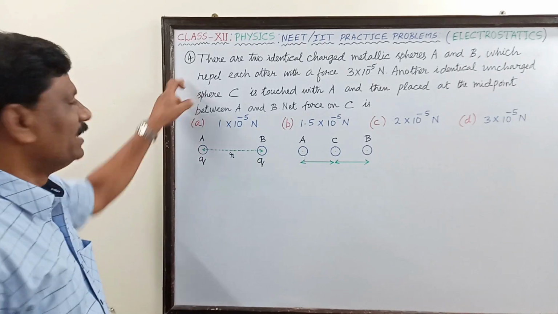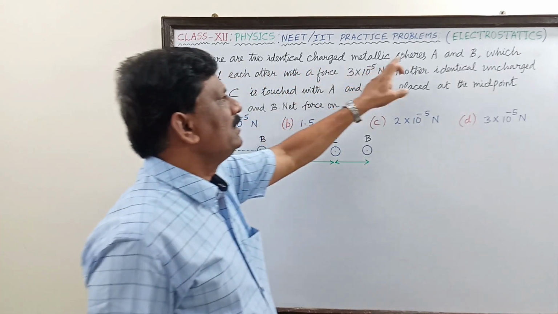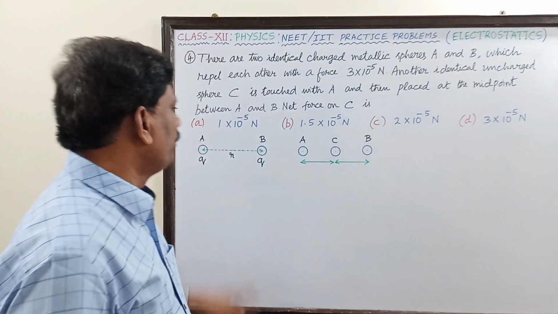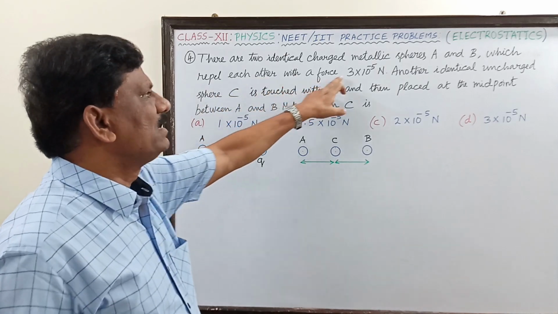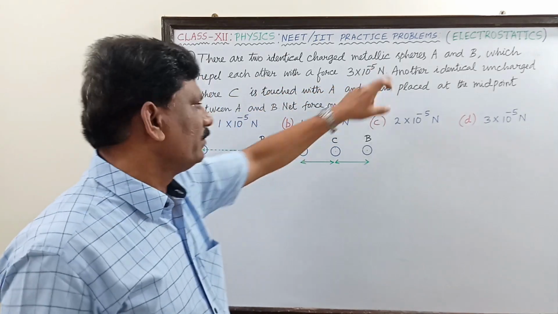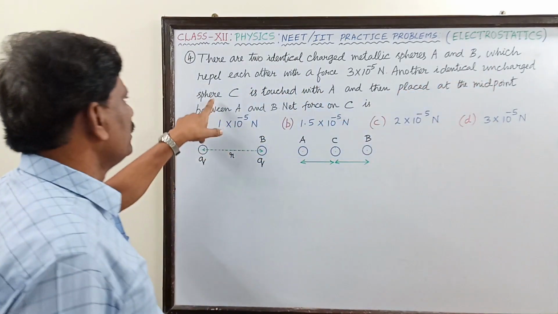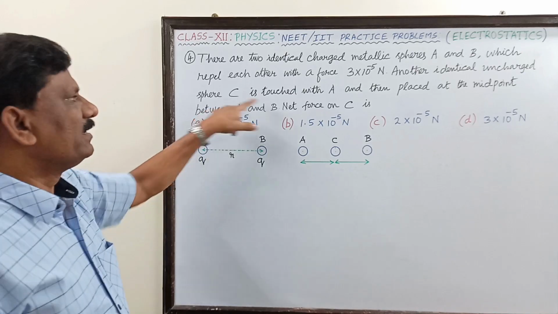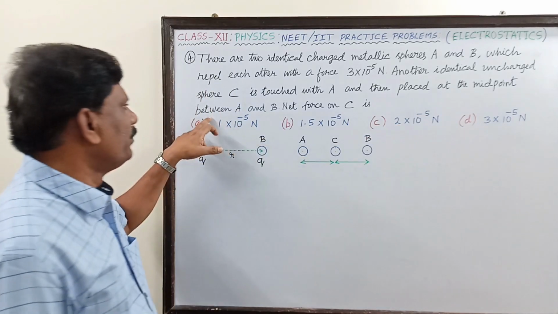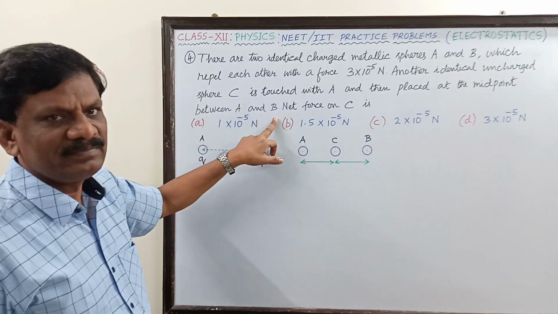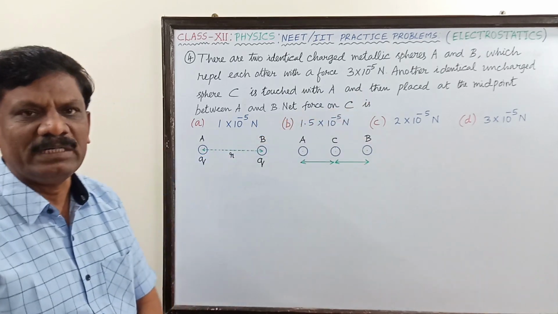Hi students, MCQ number 4. There are two identical charged metallic spheres A and B which repel each other with a force 3 into 10 power minus 5 Newton. Another identical uncharged sphere C is touched with A and then placed at the midpoint between A and B. So the net force on C has to be determined.